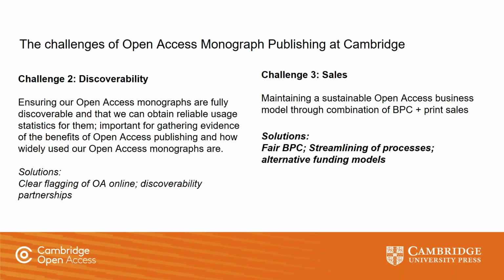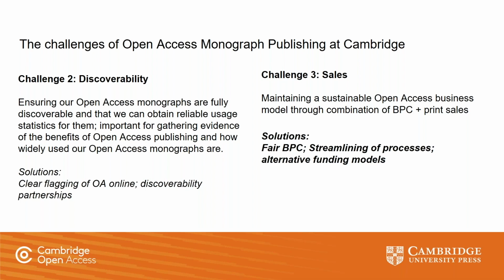So the second challenge that we're facing is that in order to make our open access publishing successful and to continue to make it a benefit to authors and funders, it has to be fully discoverable. And in turn, discoverability means that we can obtain useful usage statistics and we can see how widely used and influential our open access monographs are.